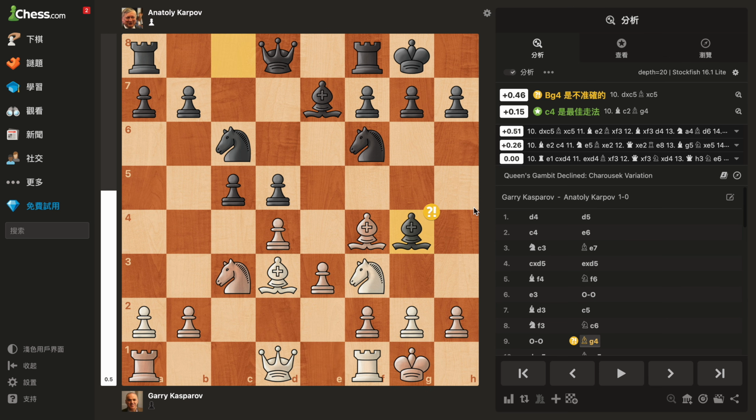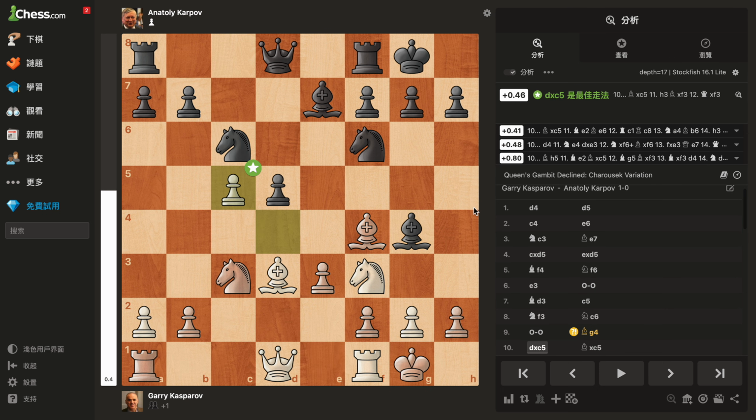Castles, and then takes on c5, because the idea is this open file is going to hit two pieces, and this bishop has to move 2 times. 1, 2. And then if you pin the knight again, the bishop would have to move back. So taking on c5 is a very good idea.